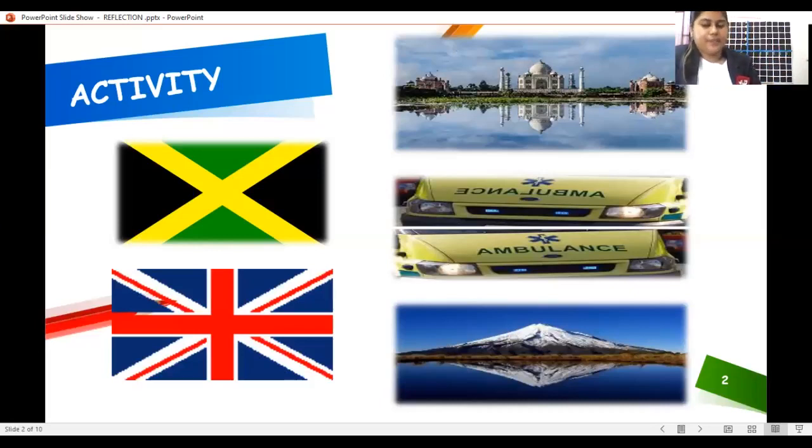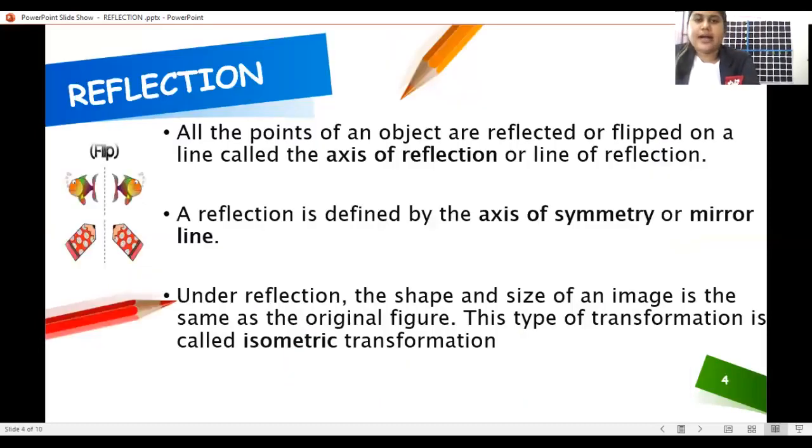Right, right. Now let us move on from this. So we established what is the reflection and the two types. Now let us pinpoint what we have learned so far from the video and that activity. We can say that all the points of an object are reflected or flipped on a line called the axis of reflection or the line of reflection, right?